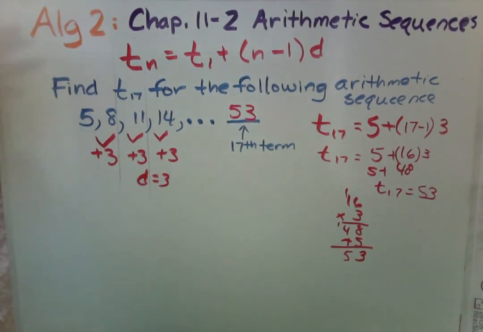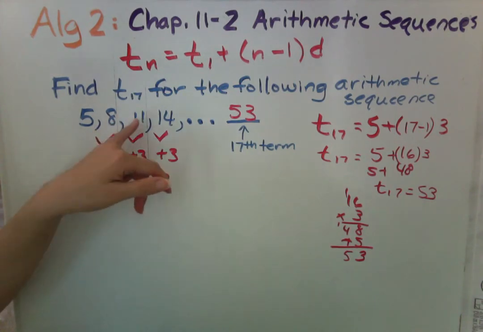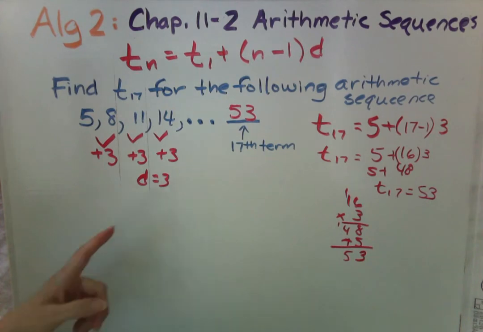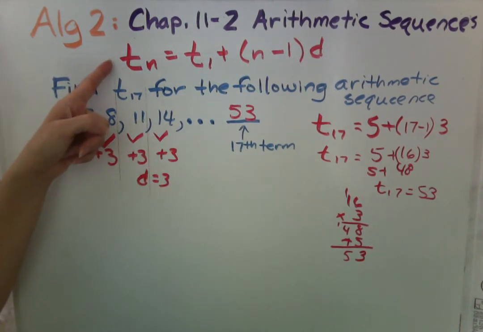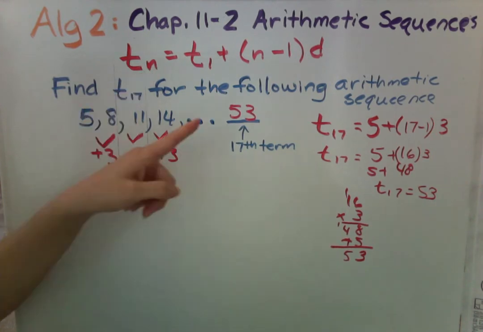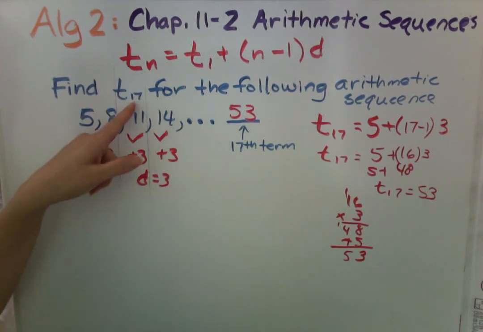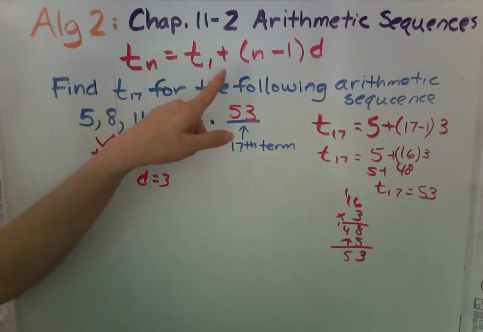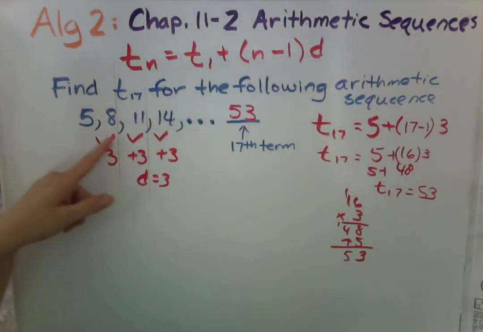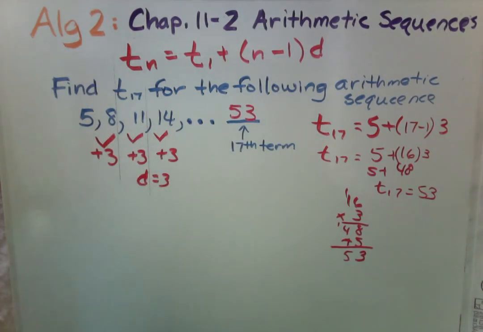This formula definitely saves you a lot of time, so that you don't have to find the first, second, third, fourth, fifth, sixth, all the way up to the 17th. You can just plug it in to this formula. And we'll tell you what term you're looking for. In this case, we're looking for the 17th. We plug in 17 for wherever n is, and we find what the d is, and in this case, the common difference was a 3.